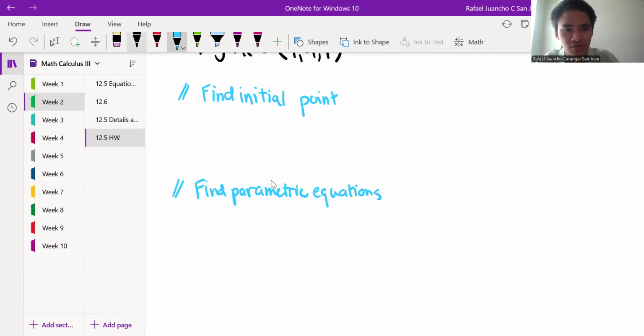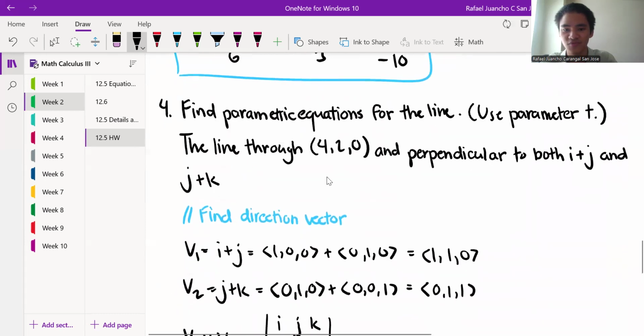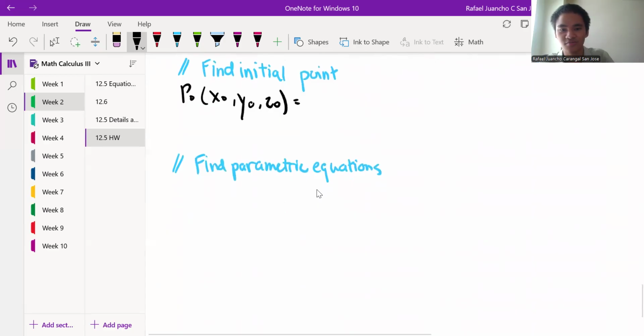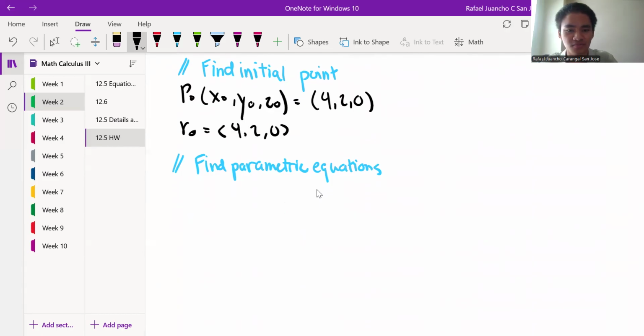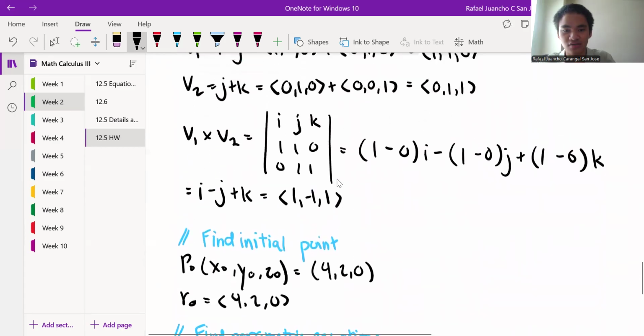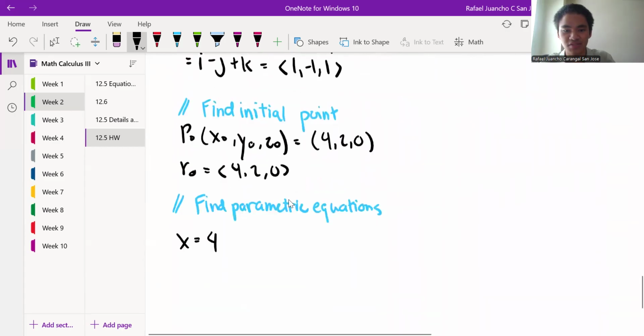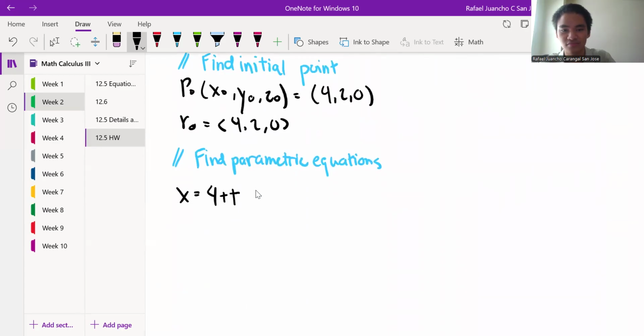Okay, so our initial point, we can just say it's the first point, right? Why not? So let's just do that. So (4, 2, 0), that's our initial point. And so that means our r naught is the vector which contains that same point. And then our parametric equations in this case, we have x equals 4 plus t, right?